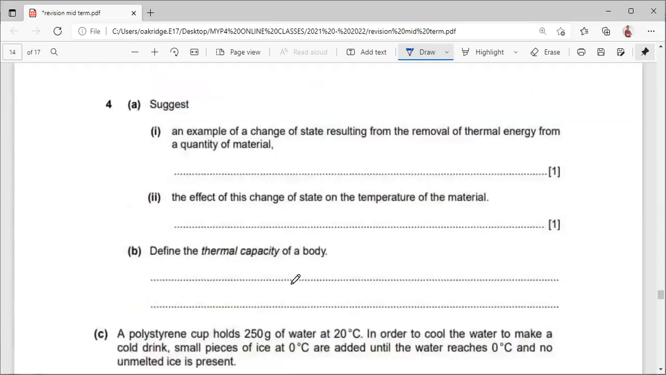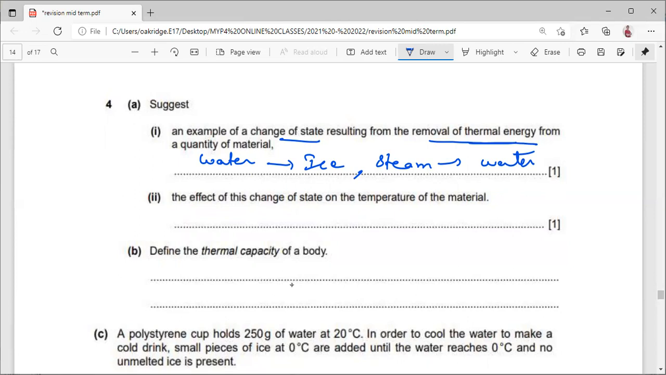Suggest an example of a change of state resulting from the removal of thermal energy from a quantity of material. Removal of thermal energy means you have to change the state while removing thermal energy. Which one is it? Water to ice. You remove some energy from the water and it gets converted to ice, liquid to solid. You can also give an example like steam to water. Then the effect of the change of state on the temperature.